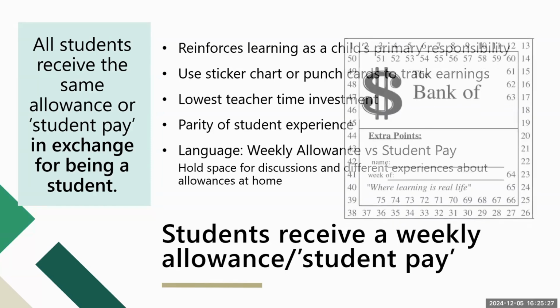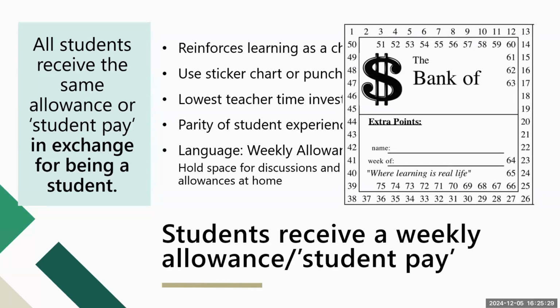And then we have an example here. This is one of Tim's examples of a punch card. So this is the bank of your class. And you can see you can mark with anything, a marker, a sticker, up to 75 points or dollars that could be exchanged for something else.